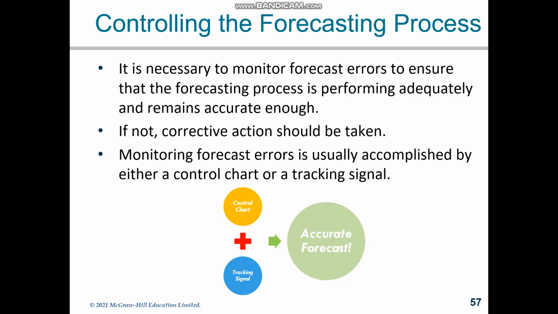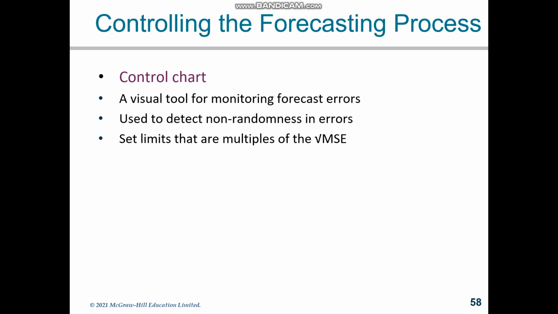There are two main techniques to monitor the forecast: control chart and tracking signal. Let's first start with the control chart. A control chart is a visual tool for monitoring forecast errors, and using this visual tool, we can find out if the forecasting process is doing well or not. If it's not doing well, if the process is not good, then we need to take a corrective action.